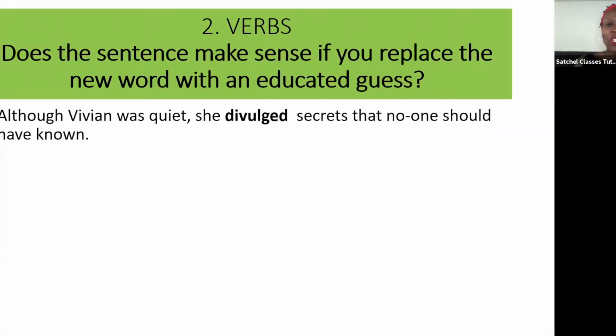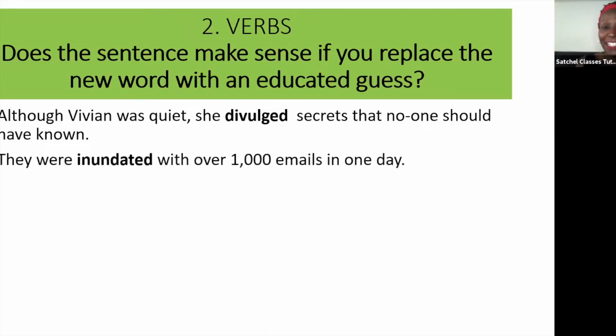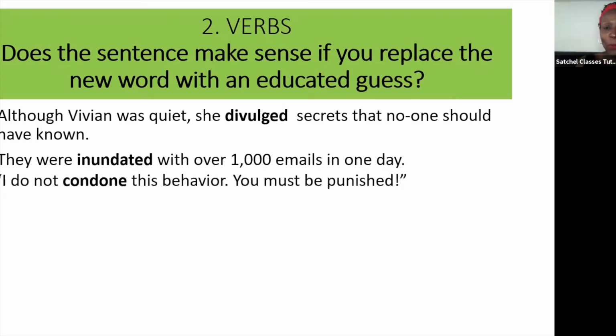Although Vivian was quiet, she divulged secrets that no one should have known. We're not sure about that word divulged, but it's about secrets. It's about telling people things that they shouldn't really know. So divulging, could it be about exposing or showing or revealing? They were inundated by over 1,000 emails a day. So we're not sure about that word inundated, but over 1,000 emails, that's a lot. Could they be overwhelmed?